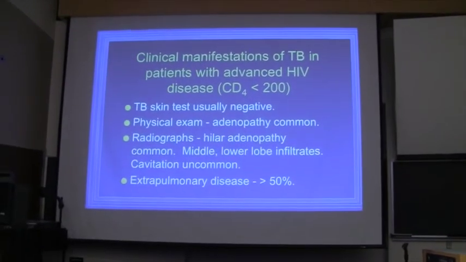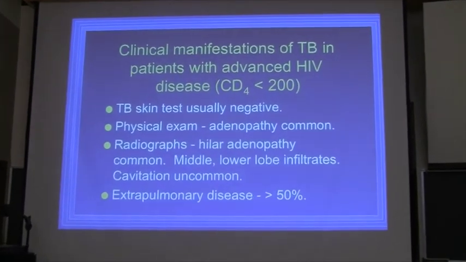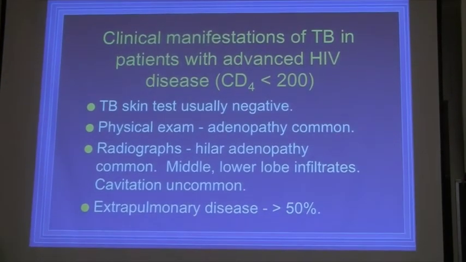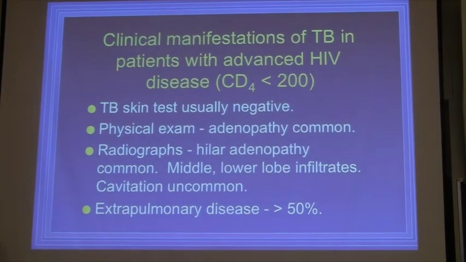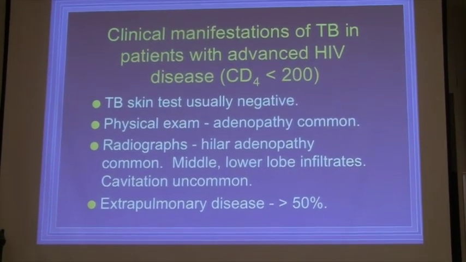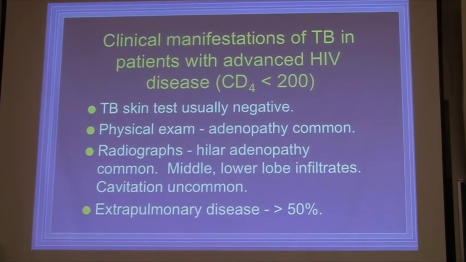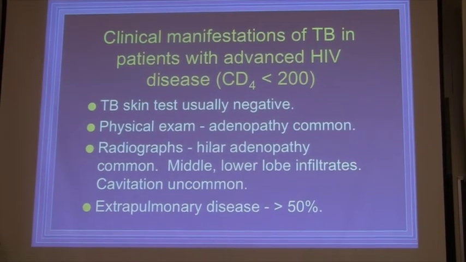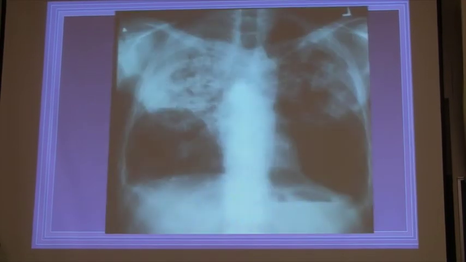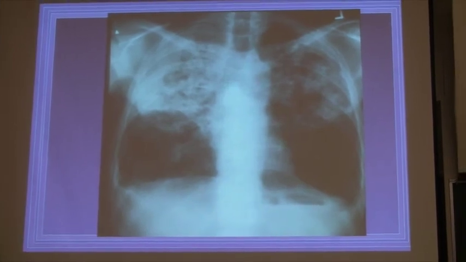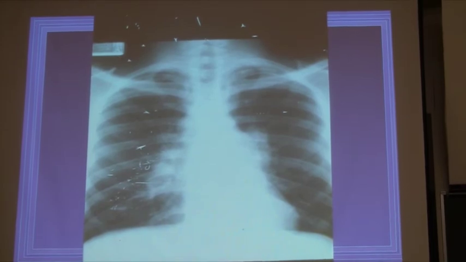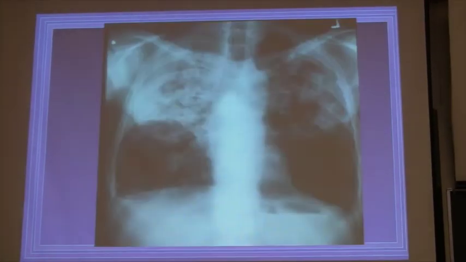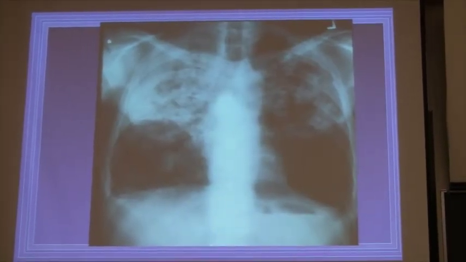So when we see people with advanced HIV disease, such as we see in the homeless population, not uncommonly, these folks tend to have a lot of lymph nodes involved, and they have a funny-looking X-ray with all the nodes in the X-ray without the typical upper lobe infiltrates like I just showed you. So this is somebody with an immune system. This is somebody without an immune system. This is what it looks like without an immune system. This is what it looks like with an immune system.